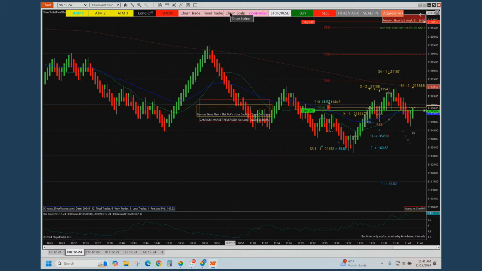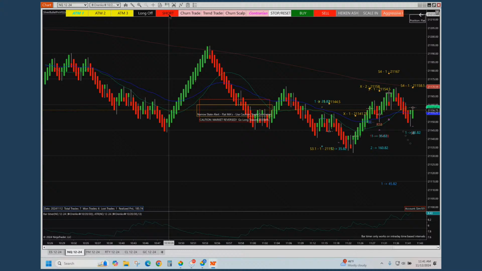Order filled. Target filled. Another trade got taken. Not my favorite place. I should have waited till here, but it got taken and gave me a profit as well, for $185.